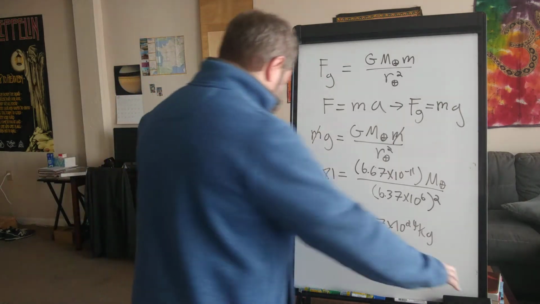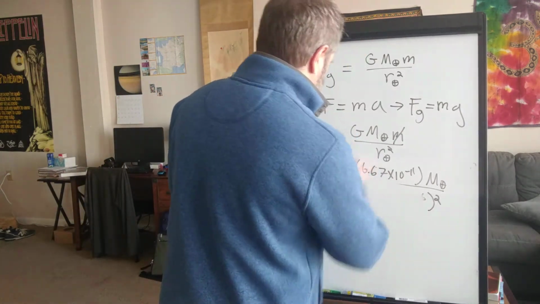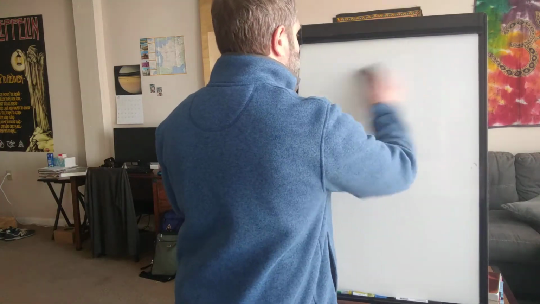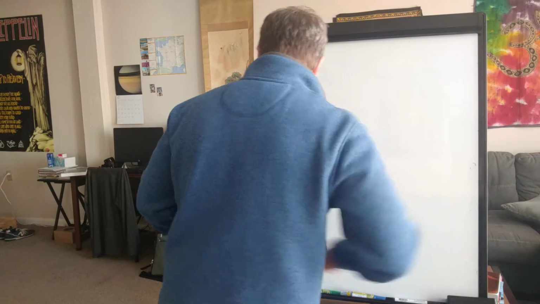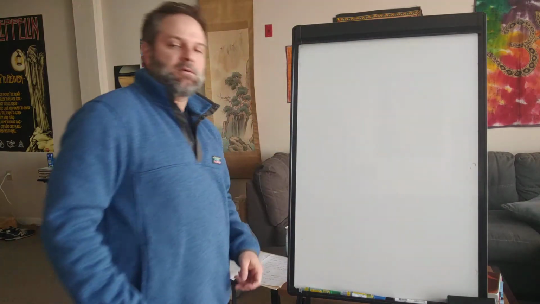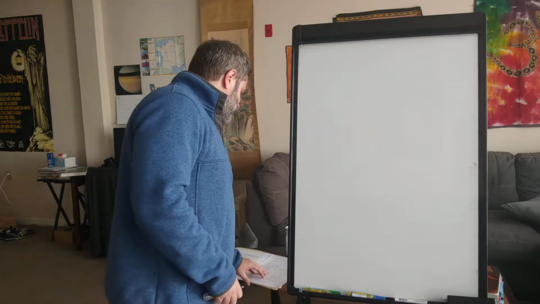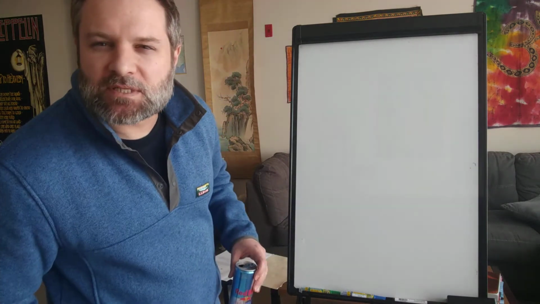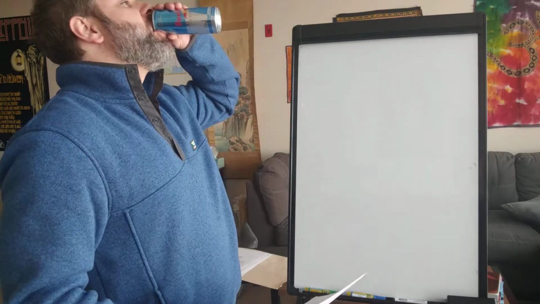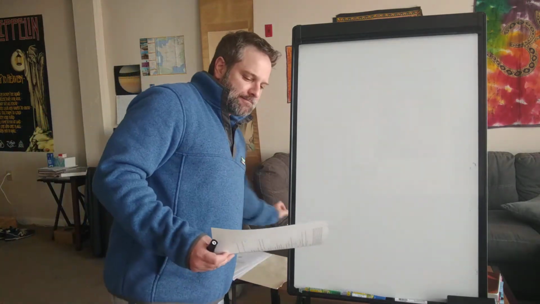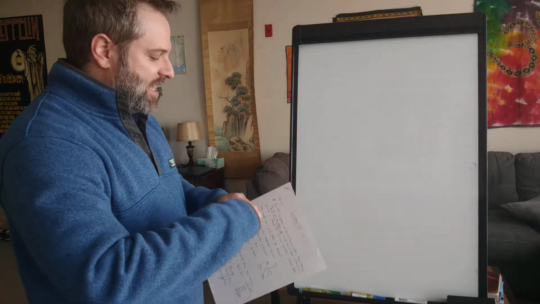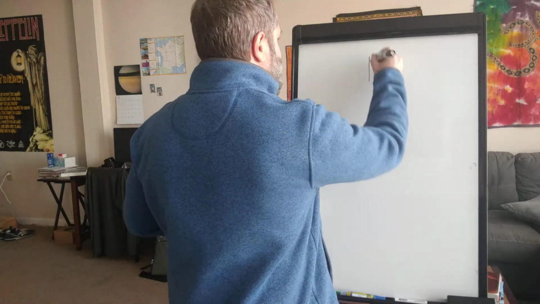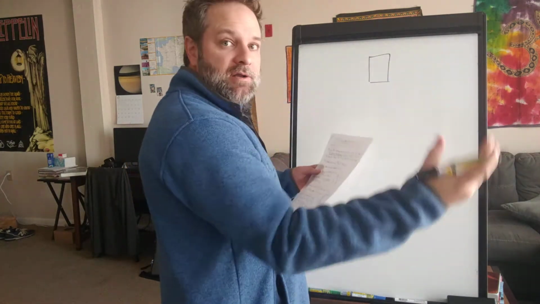Okay. So the next natural question would be, well, if I can find the value for big G and find the mass of the Earth, how do I go about finding the value for big G? And the way this is done is with something called the Cavendish experiment. So what is the Cavendish experiment? I will draw and then explain.